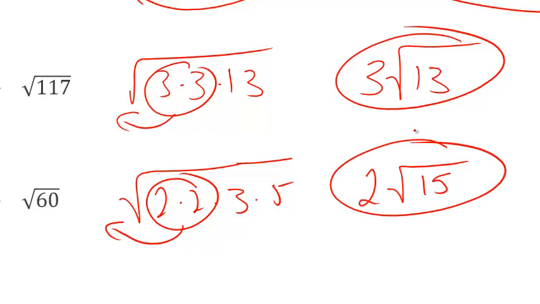And there you have it. That's imaginary numbers and reducing radicals. Pretty simple stuff. I hope you enjoyed the video. Nice and short.